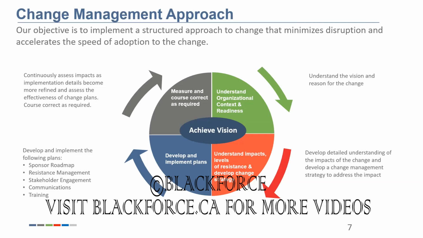We're going to develop and implement the following plans. The sponsor roadmap. How does the sponsor intend to support the project? How do we plan on addressing resistance should it occur? All of that will be documented in the resistance management document. We're going to talk about our stakeholder engagement. How do we plan on engaging with the stakeholder, the different groups of stakeholders that we have? And then communication and training.